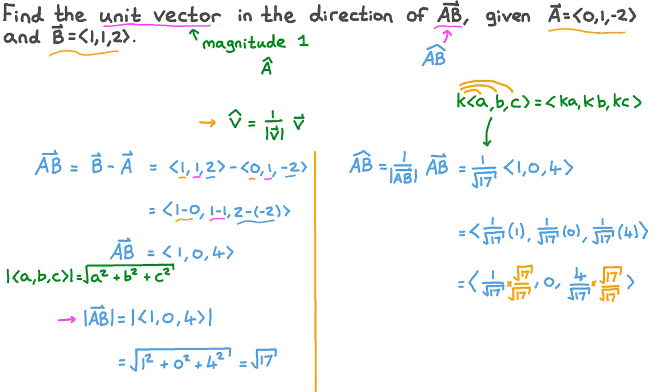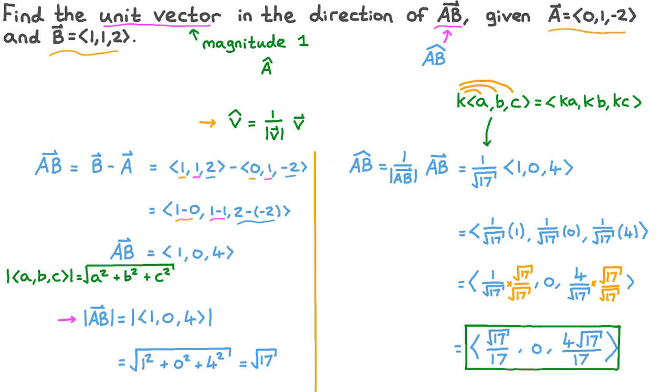We could just leave our answer like this. However, we can also simplify the components of our vector by rationalising their denominators. In our first and third component, we want to multiply by root 17 divided by root 17. Then evaluating this and simplifying, we get our final answer, which is the vector root 17 over 17, 0, 4 root 17 over 17.